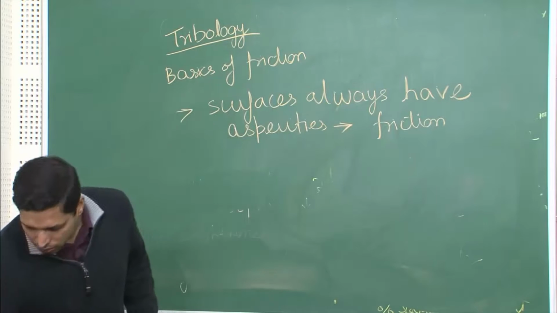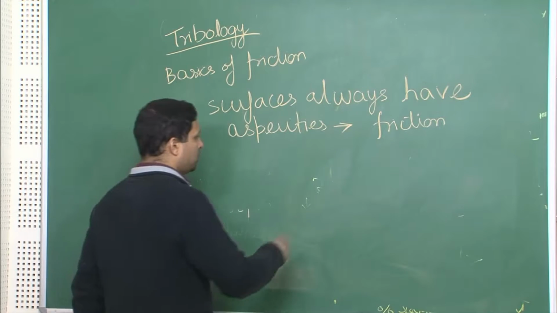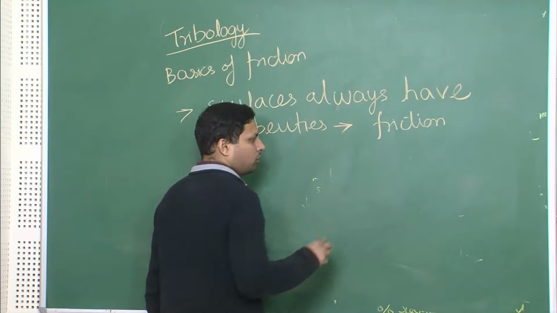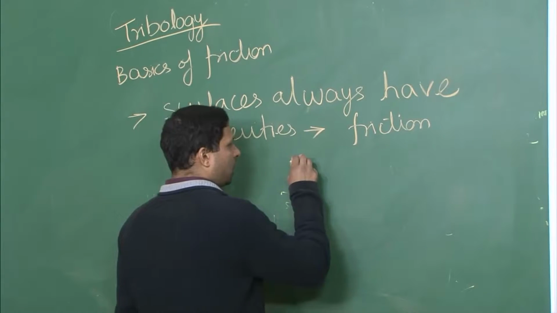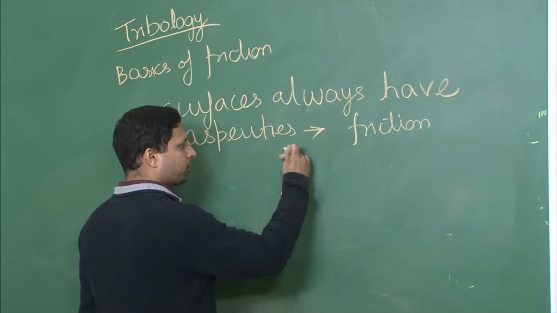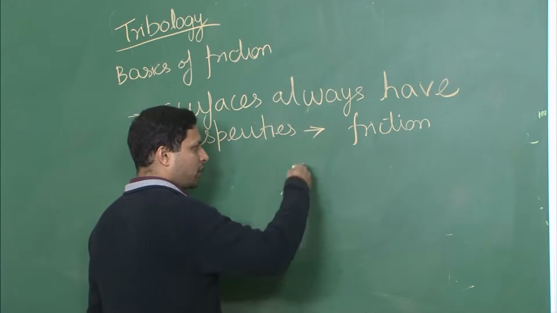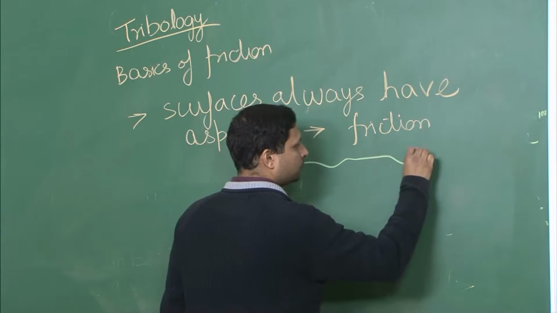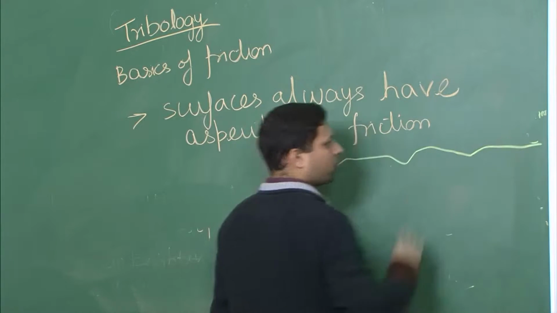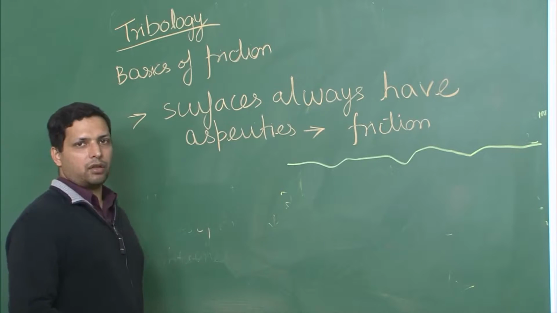So, let me draw a rough sketch of what I mean. Let us say we are looking at one of the board dusters in cross section. This is the plane of the board duster, and if you look at the cross section, there may be something like that all throughout the surface.